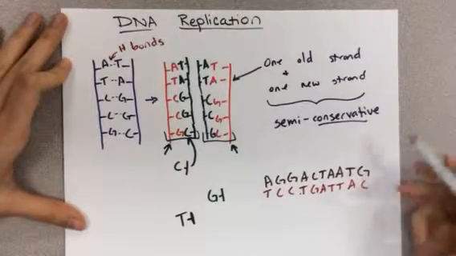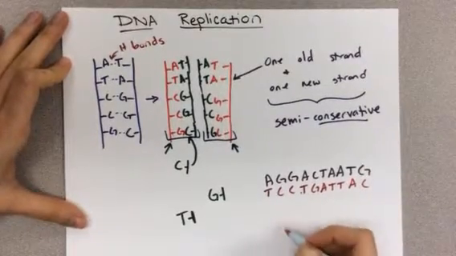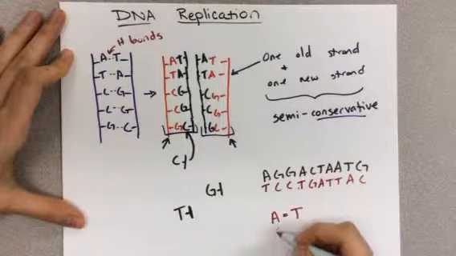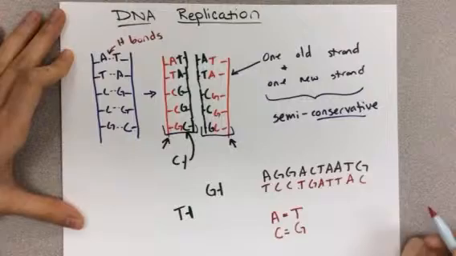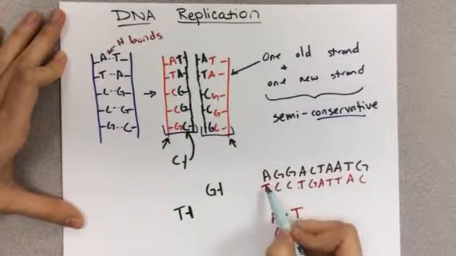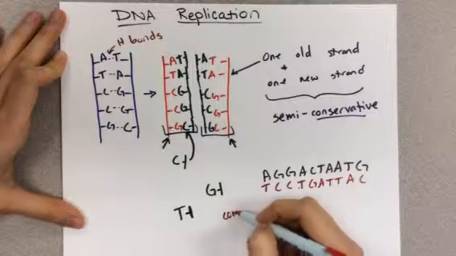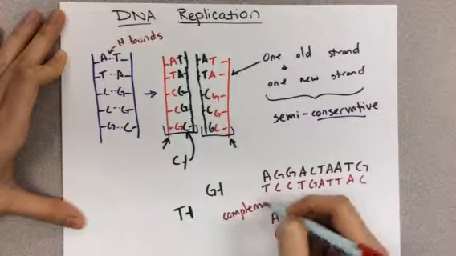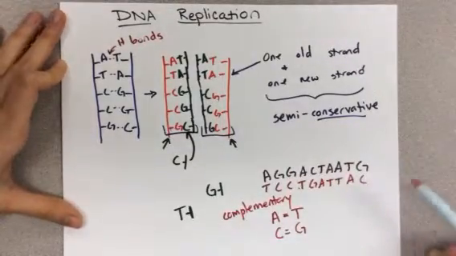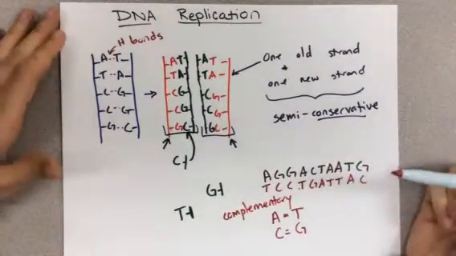And the way you figure that out is based on Chargaff's rule that we talked about in the previous video. A always bonds with T, C always bonds with G. That's the rule that you use in order to tell me the complementary strand. Complementary. Okay, so these two strands are complementary to each other. They make up a whole.